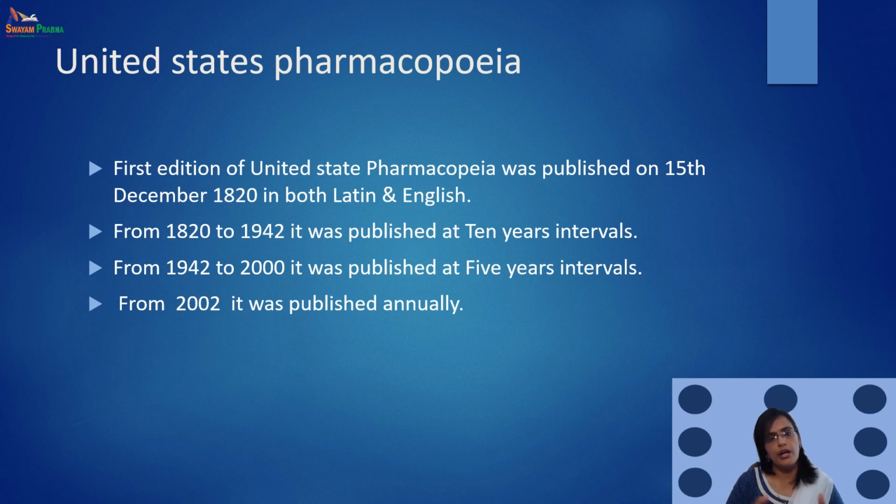Now a little I will tell you about the United States Pharmacopoeia. The very first edition was published on 15 December 1820 in both English as well as Latin language. From 1820 to 1942, it was published at 10-year intervals. From 1942 to 2000, it was published at 5-year intervals, and from 2002 onward, it is published annually.